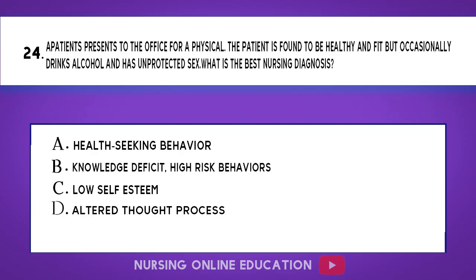24. A patient presents to the office for a physical. The patient is found to be healthy and fit but occasionally drinks alcohol and has unprotected sex. What is the best nursing diagnosis? A. Health-seeking behavior. B. Knowledge deficit, high-risk behaviors. C. Low self-esteem. D. Altered thought process. The answer is option B, knowledge deficit, high-risk behaviors.